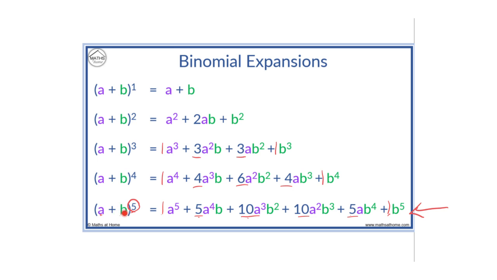Now let's look at the second term, the B. Notice it's not there to begin with, but then it's B to the 1st, B to the 2nd, B to the 3rd, B to the 4th, B to the 5th. So as the first term works its way up, the second term works its way down.